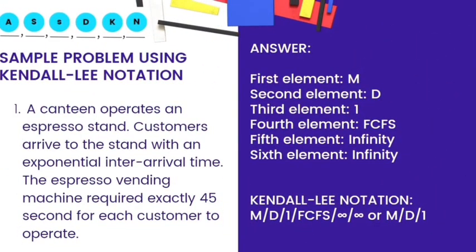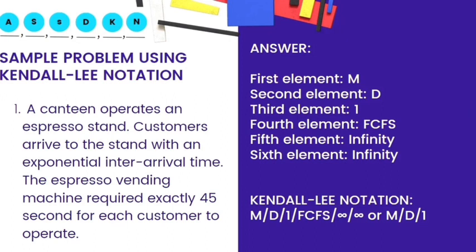Let's head on and try to solve the problem using Kendall-Lee notation. Problem 1. A canteen operates an espresso stand. Customers arrive at the stand with an exponential inter-arrival time. The espresso vending machine requires exactly 45 seconds for each customer to operate. In this example, we have customers queuing at a vending machine that serves espresso coffee. So the arrival is Poisson distributed, and it is known that the service time is constant. So what is the appropriate Kendall-Lee notation for this example?